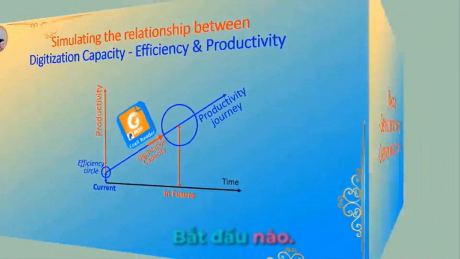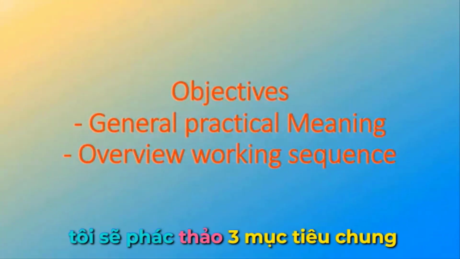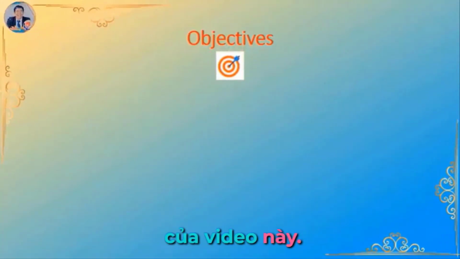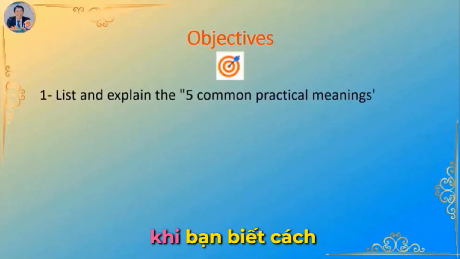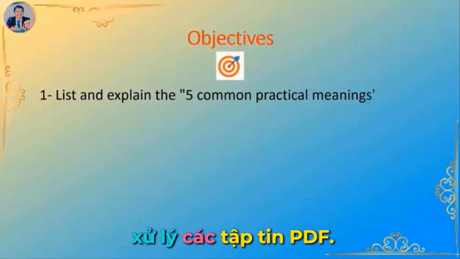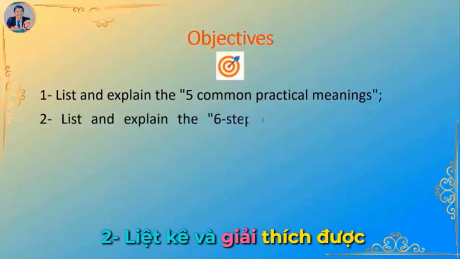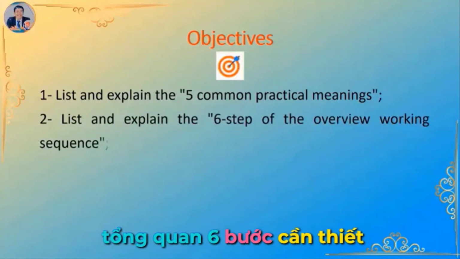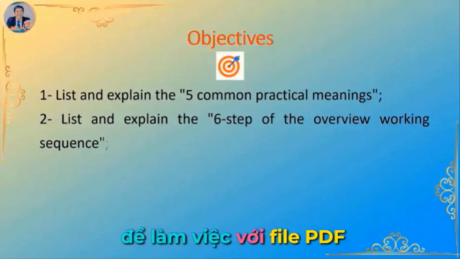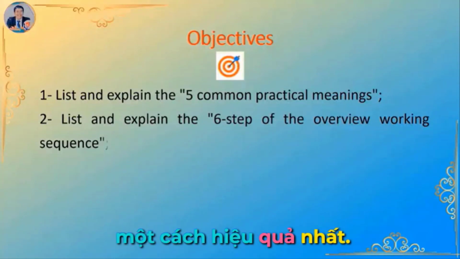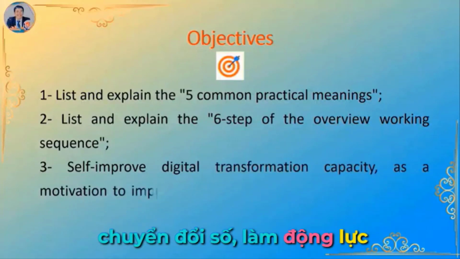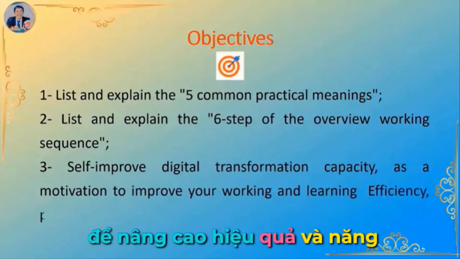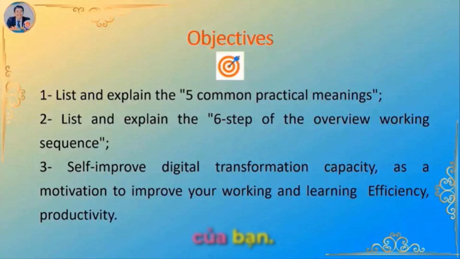Let's get started. First, I'll outline the 3 general goals of this video. 1. List and explain the 5 common practical meanings when you know how to handle PDF files. 2. List and explain the 6-step overview sequence necessary to work with PDF files in the most effective way. 3. Self-improve digital transformation capacity as a motivation to improve your working and learning efficiency and productivity.